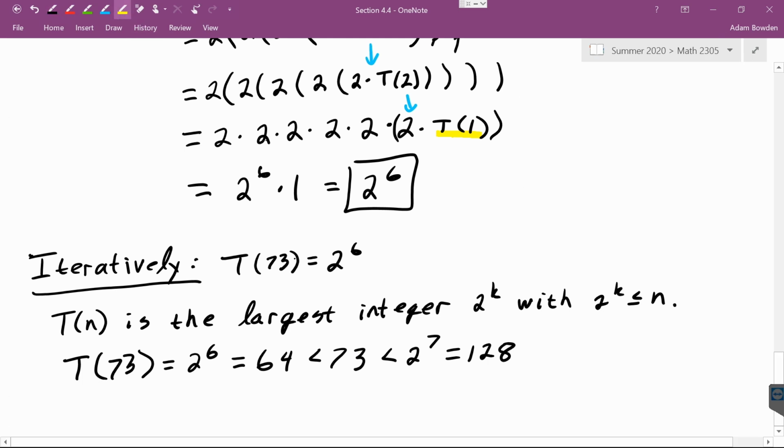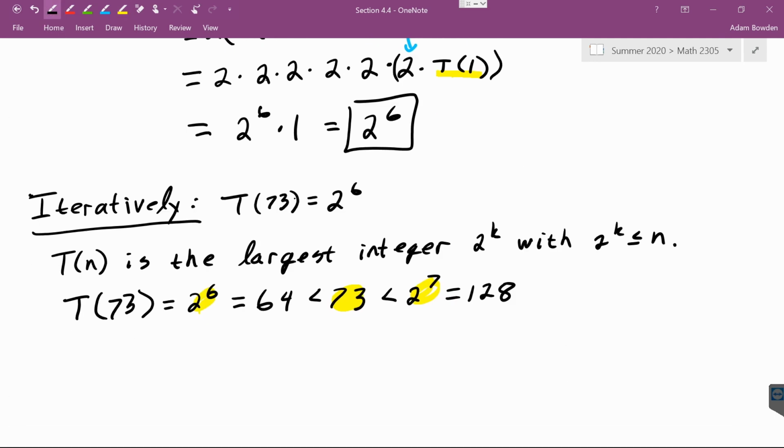So if we're given a 73, it's figuring out the power of 2 that you can raise to get that number between. So it's between 2 to the 6 and 2 to the 7 here. So that's a way of defining this iteratively, where we can just go straight to the number rather than having to go recursively.